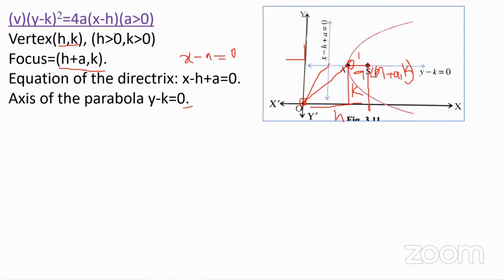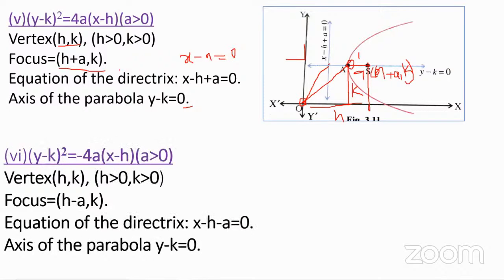Then similarly we take (y minus k) whole square equal to 4a of (x minus h), where a is greater than 0, which means the right side of the y-axis. Taking the left side of the y-axis, we get the equation (y minus k) whole square equal to minus 4a of (x minus h), where a is greater than 0. Similarly the vertex is (h, k), the focus is (h minus a, k), and the equation of the directrix is x minus h minus a equal to 0.